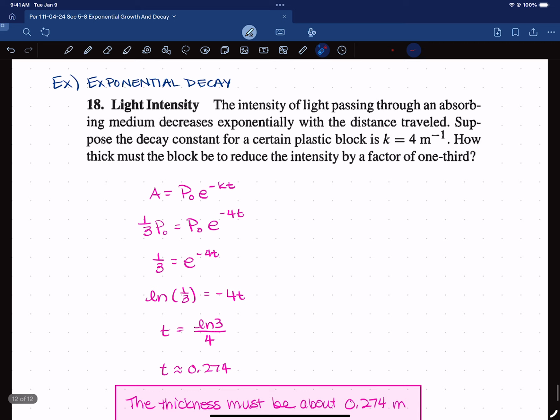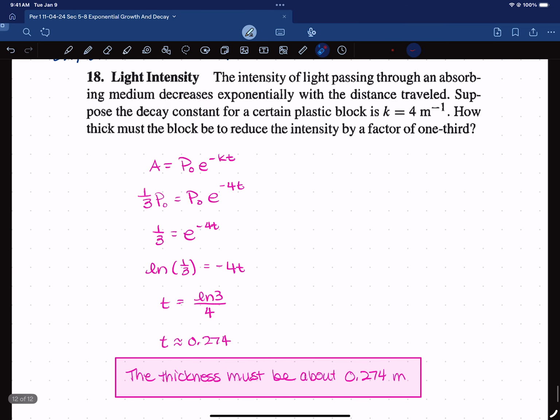And then here's just another example that we'll do. Let's say the intensity of light passing through an absorbing medium decreases exponentially with the distance traveled. Suppose the decay constant for a certain plastic block is 4 meters to the negative 1. How thick must the block be to reduce the intensity by a factor of 1/3?